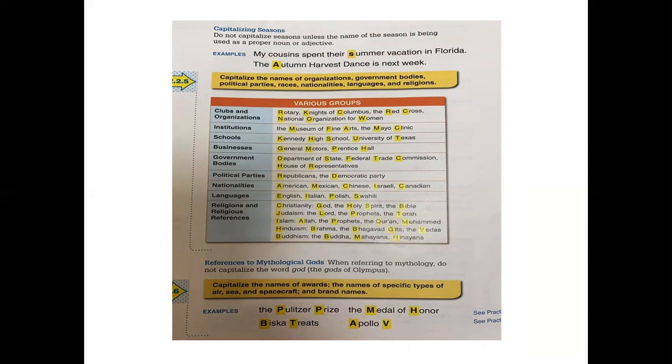Now, Autumn Harvest Dance is a title, a name for something. It's the name of an event. So only in that case, we will capitalize the autumn, the A of autumn.